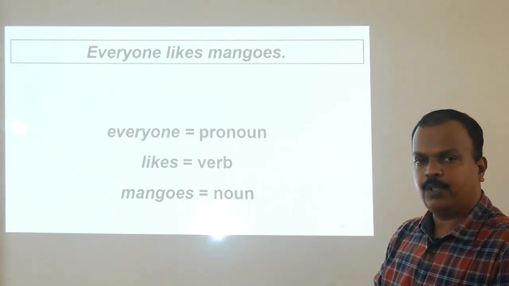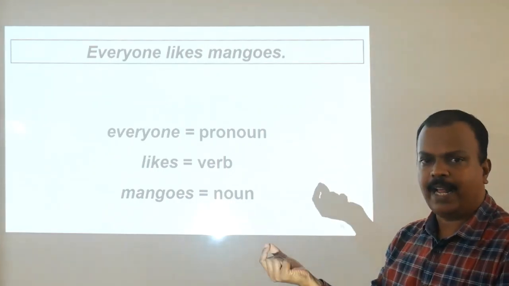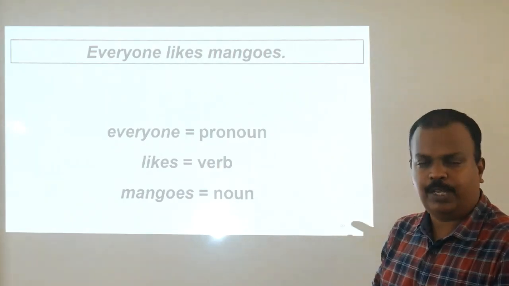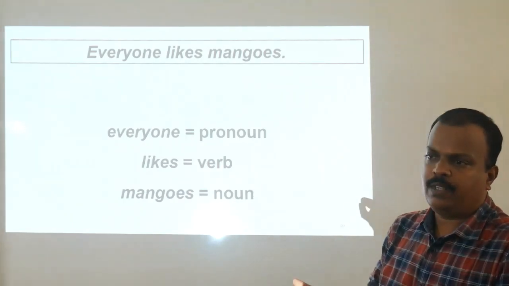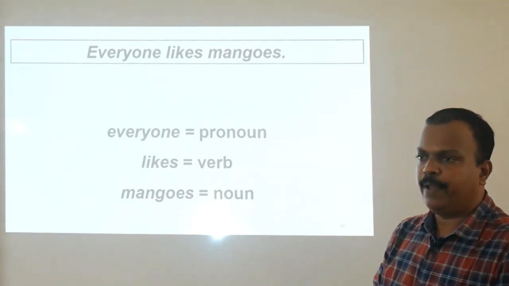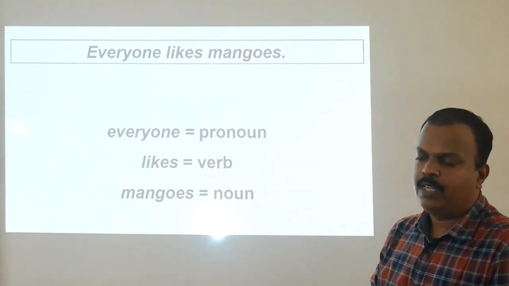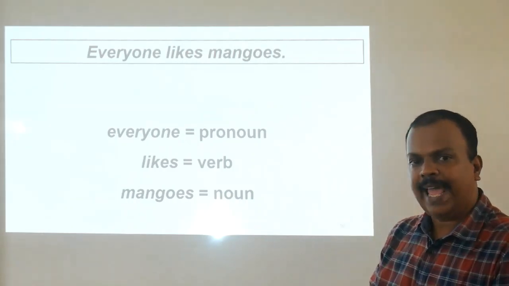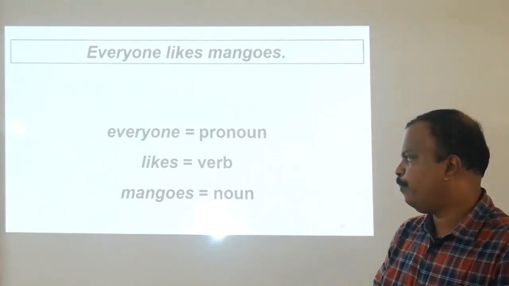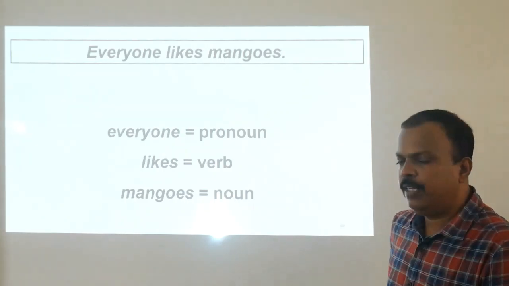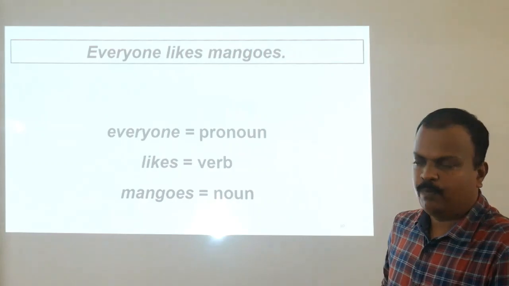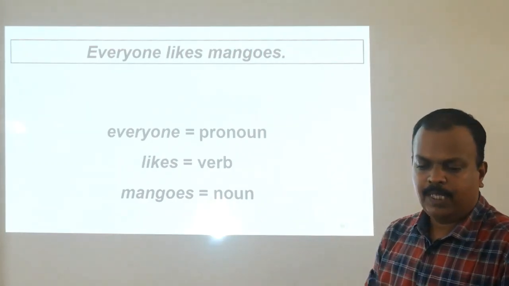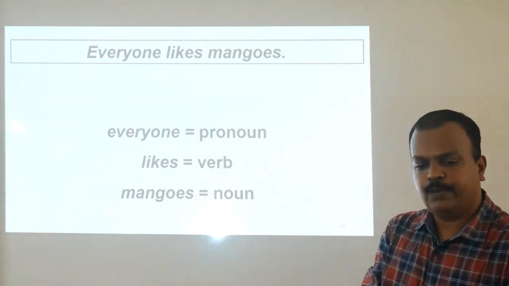Likes is a verb. So we have the suffix s added to the verb like there, because everyone is considered third person singular. So you know that basic rule: when it is third person singular and we are using the simple present tense, then we add the suffix s to the verb and make it likes or goes or sits, like that. And mangoes is in plural form, it is a noun. Yes? So a pronoun, a verb and a noun together make up this sentence. Let's look at one more sentence.